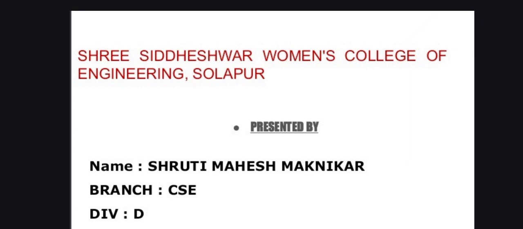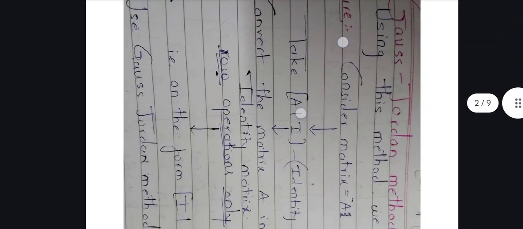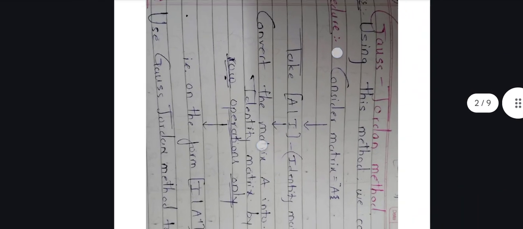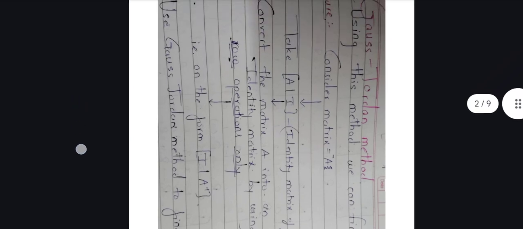Today we are going to discuss how to find A inverse by using the Gauss-Jordan method. So let's see. First, we are going to see the procedure of finding A inverse by using this method. Using this method, we can find A inverse.